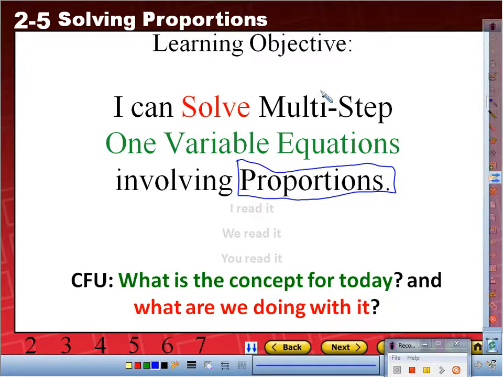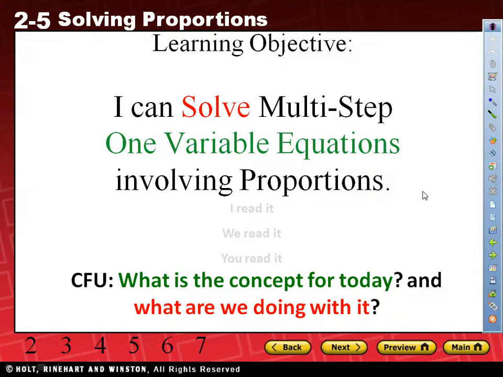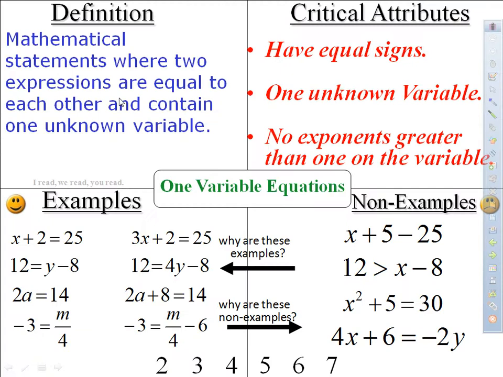We're still solving multi-step equations. They're one variable. We know what they are. But today we're going to apply them using proportions, and we're going to revisit that to see what that means. You saw that in your pre-algebra class. So before we get there, first things first.